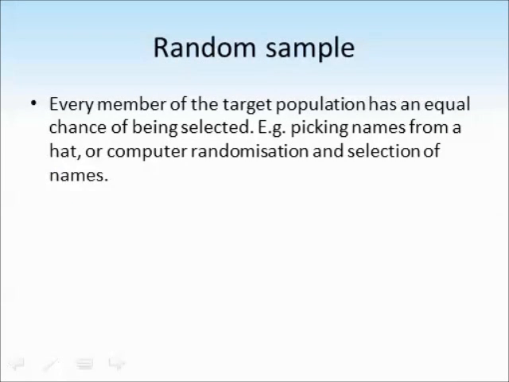Random sampling is when every single member of the target population has an equal chance of being selected. So for example, picking names from a hat or using computer randomization to select from a list of participants' names.